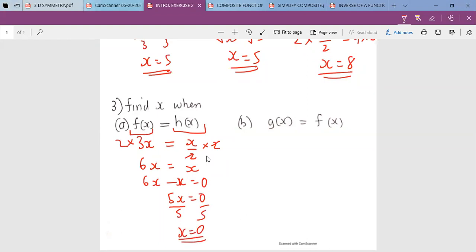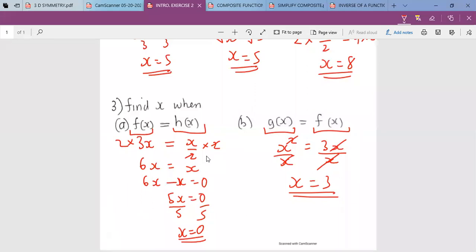Next, I have to substitute g(x), right? And my g(x) is x squared. Also, I have to substitute my f(x), and my f(x) is 3x. Okay, simply there is x this side and there is x this side. I can get rid of it. x and x is gone, square is gone, hence my x is 3. That is how we were supposed to work out this exercise.